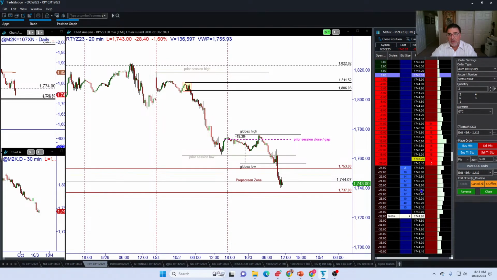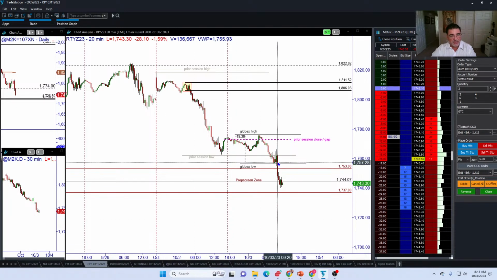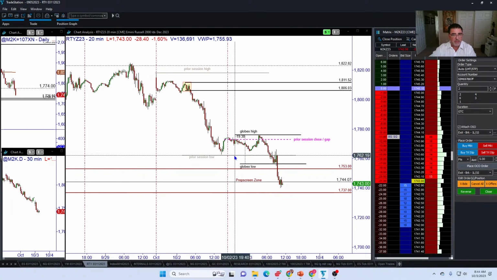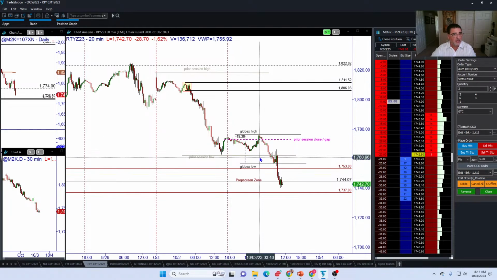All of those opened inside the prior session's range. For that reason, since the opening price was inside the prior day's trading range, we are expecting a gap fill. That's the reason I'm taking the trades to the long side in a demand zone, even though the trend is down short term.